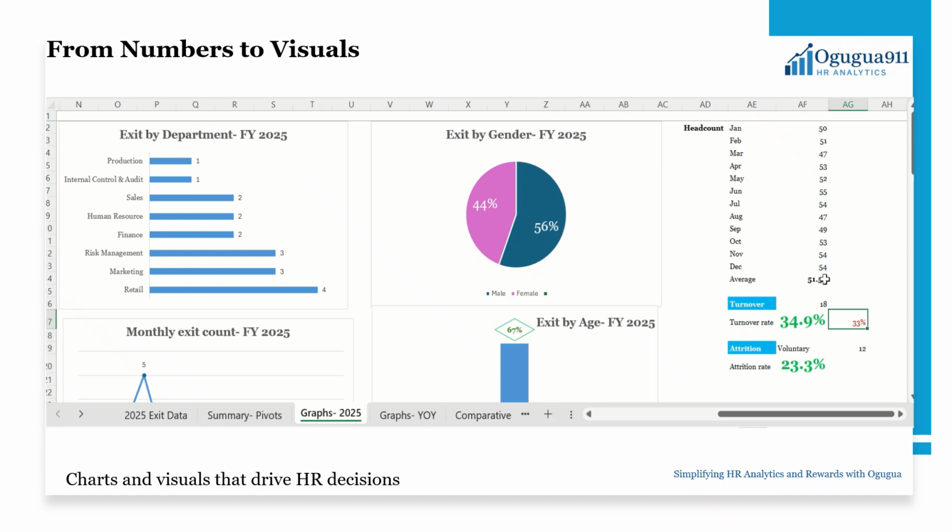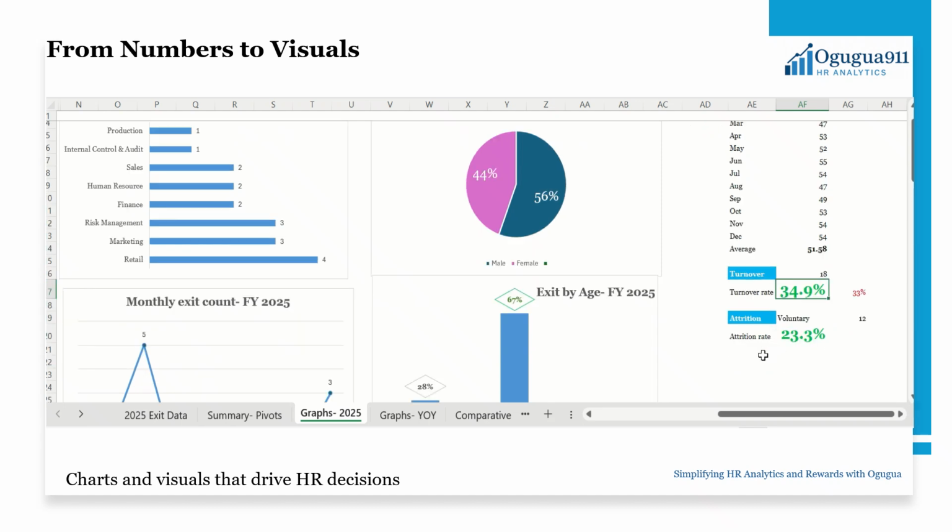Because it is a full year of exit data, you need to get the full headcount, January to December. The average headcount is what your denominator is going to be. In that case, we are going to see that our turnover rate here is 34.9%, as against 33%, which is not the true picture. Remember that your exit data was a full year, January to December.